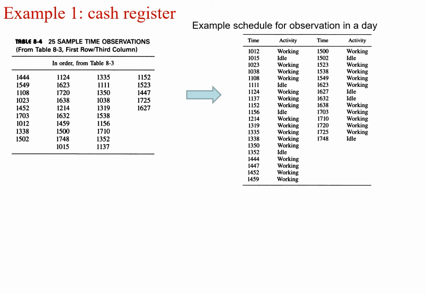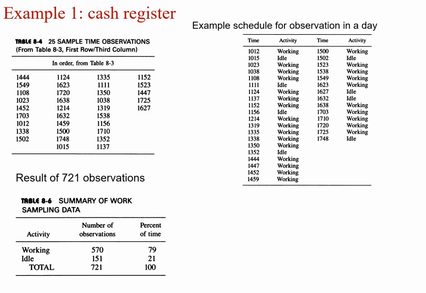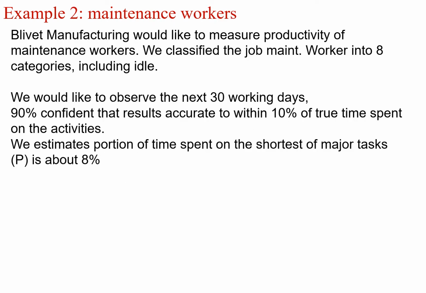In most practical cases, we have many more classifications than this, and we do not observe our subject at the same time every day, so we need a new observation schedule every day. Here is an example of 721 observations. We can see that the percent of work time changed every day until we reach 884 observations.